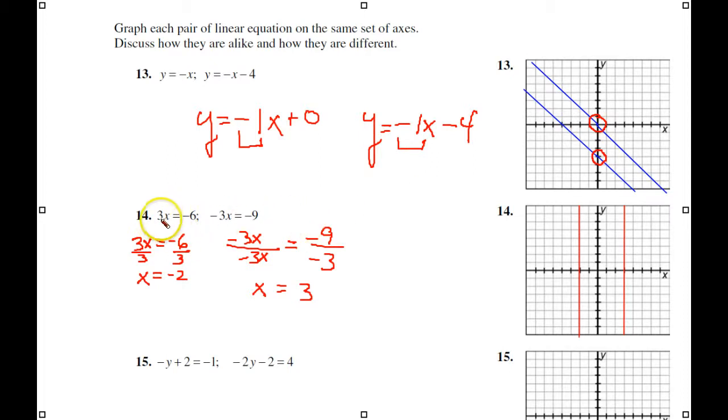All right, here we had to solve for x. We then get x equals negative 2, and here, solving for x, x equals 3. Again, since they're only the x term, that's that special form of x equals a. We're calling that Formula 6 from our lesson, and these are the lines. These would be also parallel.